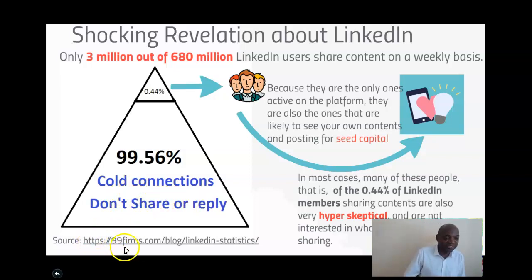I got the statistics from this website, you can check it up. So this is a problem. That is, if you are posting or you rely on LinkedIn, you are only hammering 0.4% of your own connections. This is the statistics.